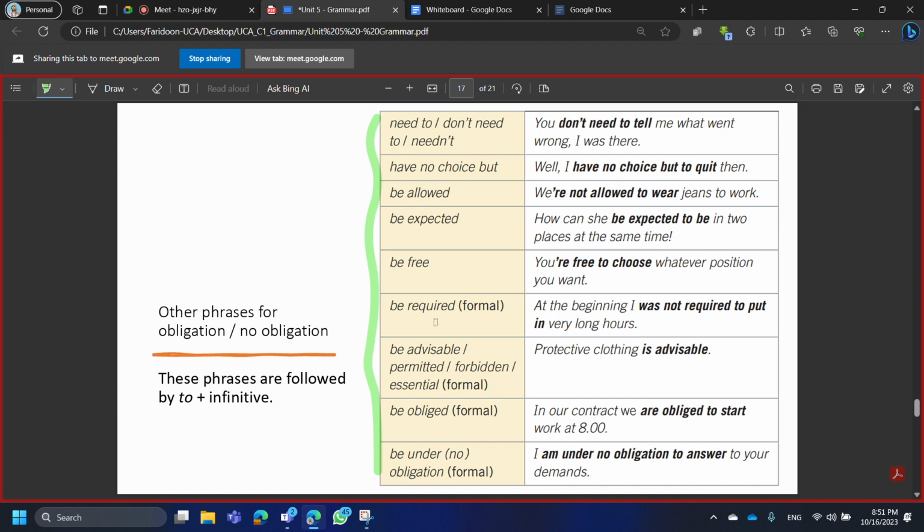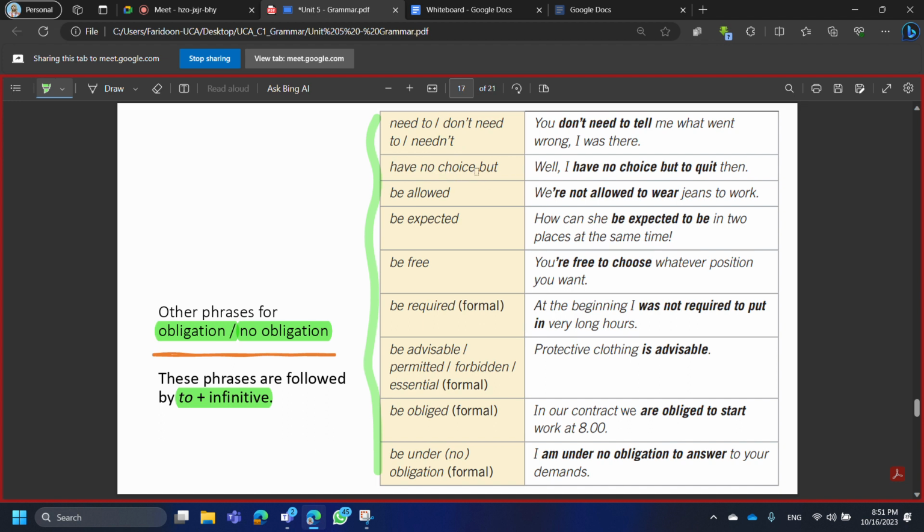So, what do these phrases do? What do these phrases mean? These phrases, guys, are used for obligation and no obligation, and based on each of them, the meaning can be different. One thing you should know is that all of them are followed by the structure to plus base form. For example, need to, verb number 1, don't need to, verb number 1, and needn't, verb number 1. Or have no choice but, again, the structure continues.